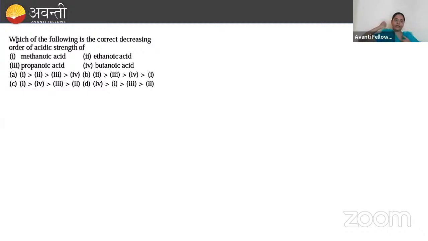Next, which of the following is the correct decreasing order of acidic strength? Methanoic acid, ethanoic acid, propionic acid. Can you tell me the answer? Simple problem. Which of the following is the correct decreasing order of acidic strength of methanoic acid, ethanoic acid, propionic acid, and butanoic acid? You know the structures of these. Methanoic acid means formic acid. So can you tell me the answer? Option A. Okay, Ayushi. So methanoic acid, HCOOH, right? Ethanoic acid, CH3COOH, right?